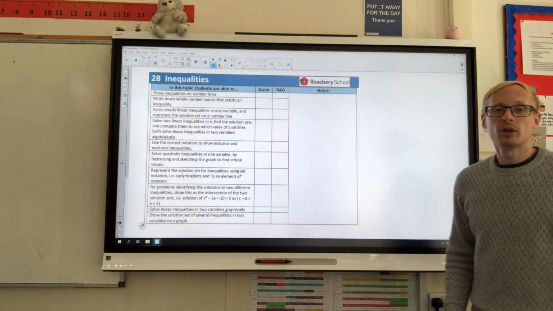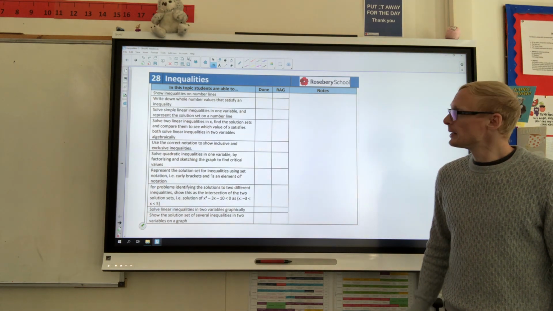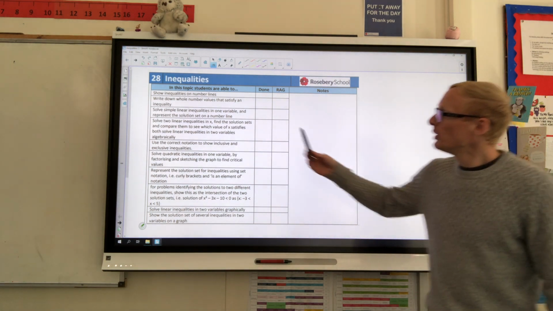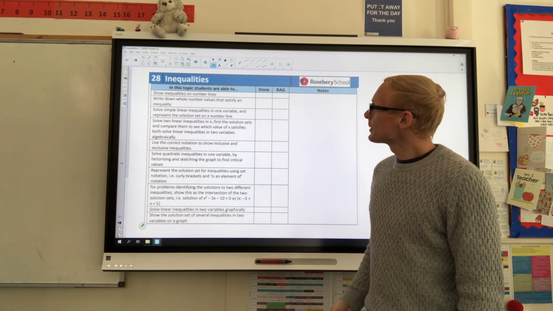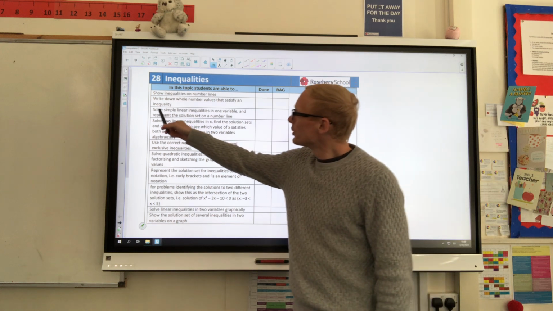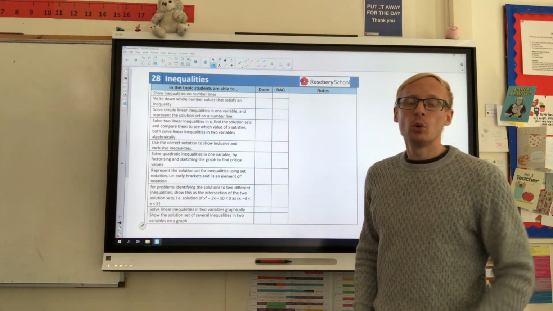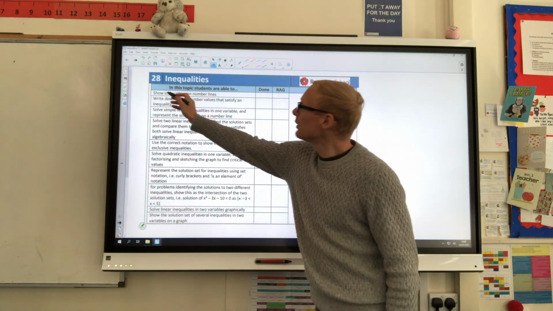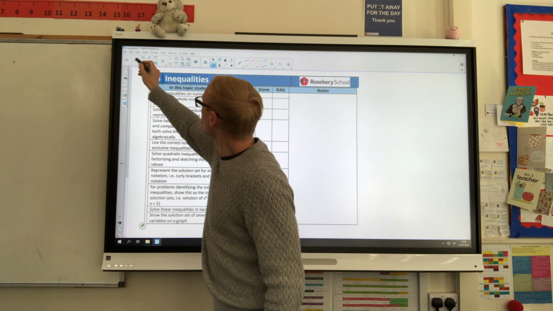Okay, hello and welcome to lesson 2 of Inequalities, topic 28, Inequalities. So in the previous lesson we looked at this first bullet point. We're now going to look at a couple of things, but we're going to look at solving linear inequalities, so this number 3 here. If you were able to do all the questions from last time, then please tick this first one here. Okay, we're going to look at number 3 here.